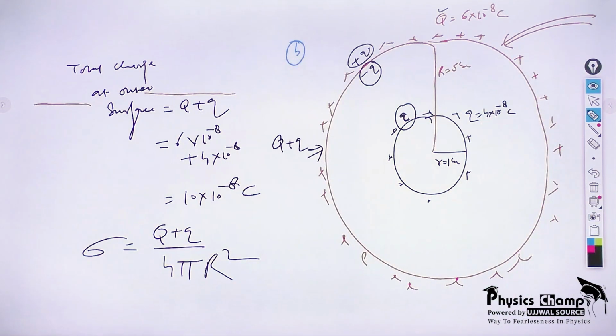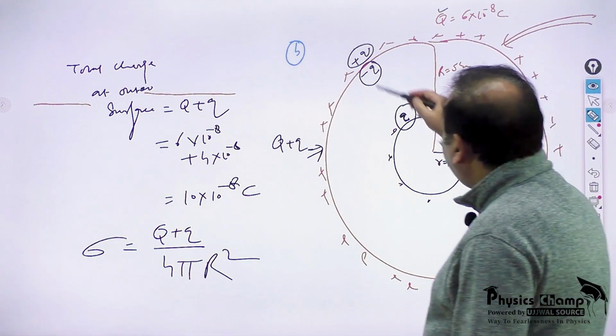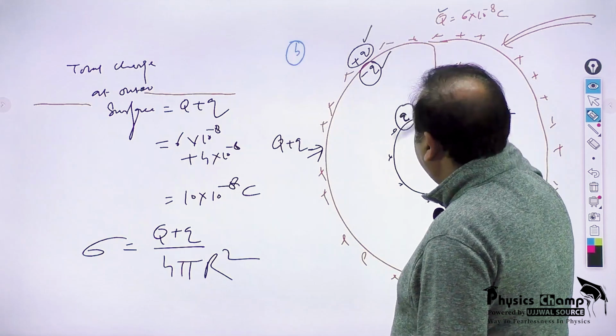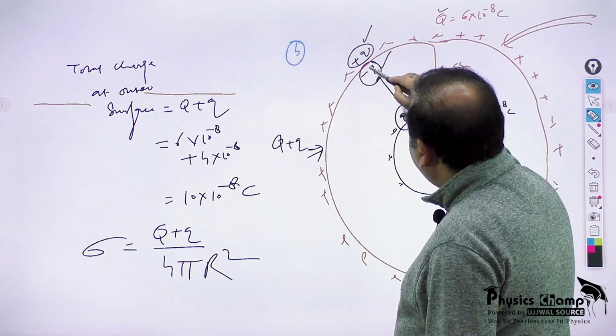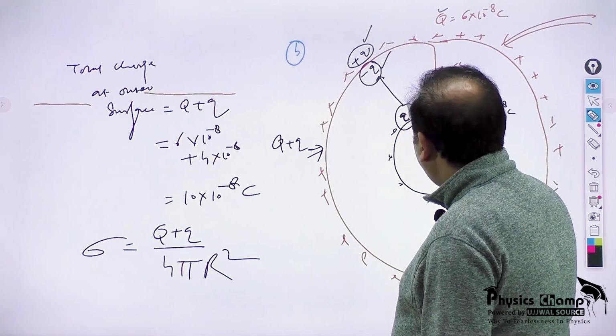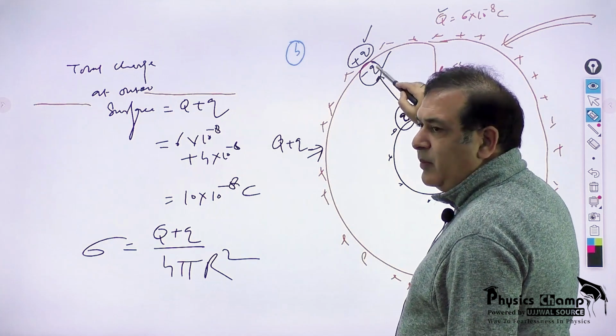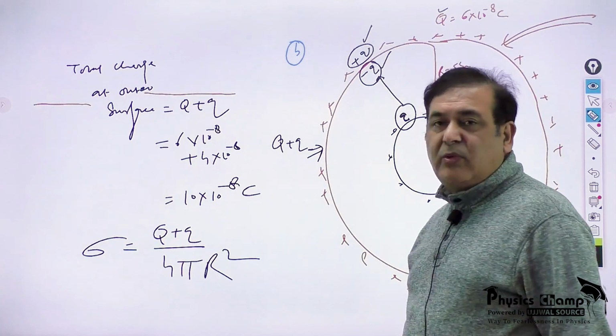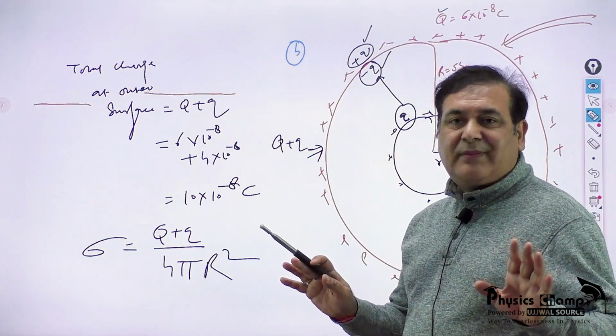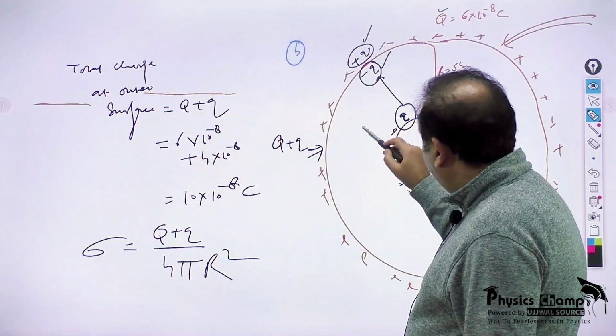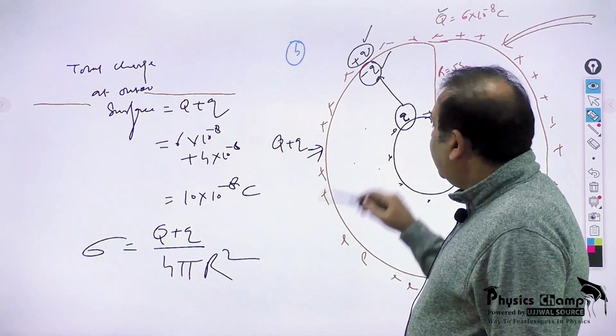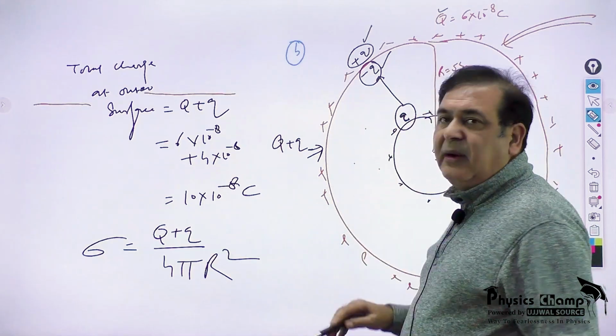But remember that this addition of induced charge from inside shell, minus Q on the inside of it and plus Q on the outside of it, won't change neither the electric field anywhere inside, neither the net potential anywhere inside. It doesn't affect.